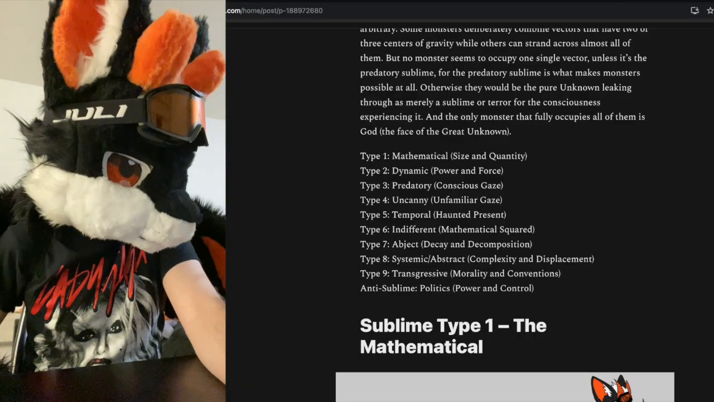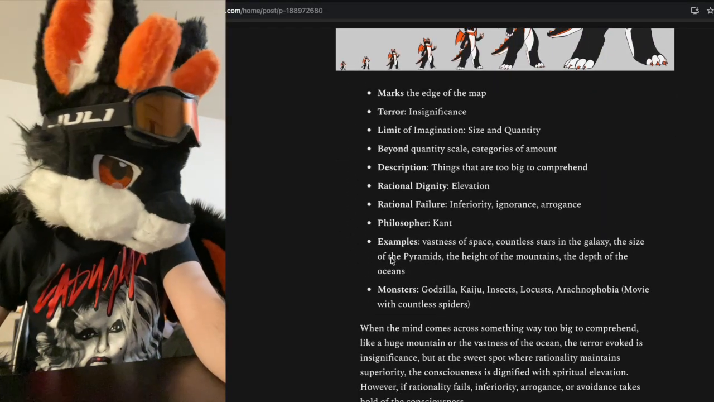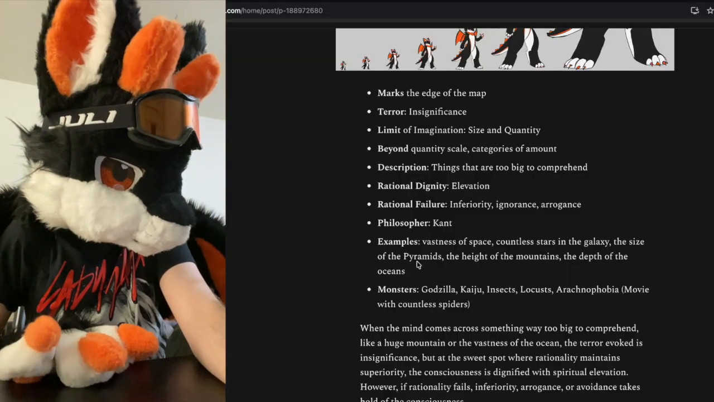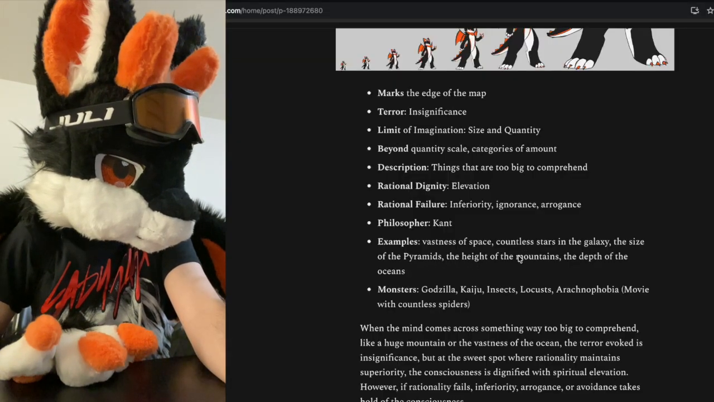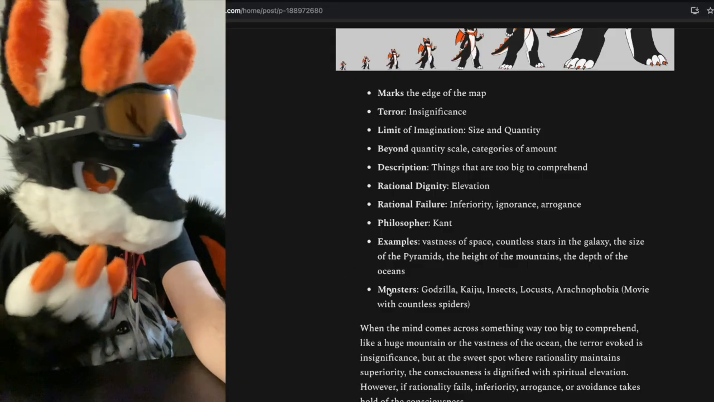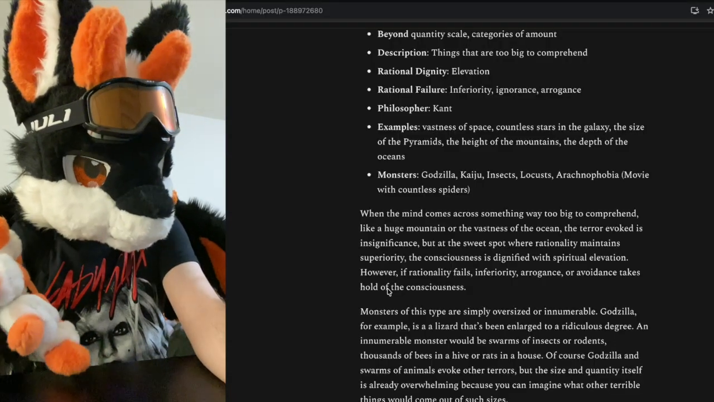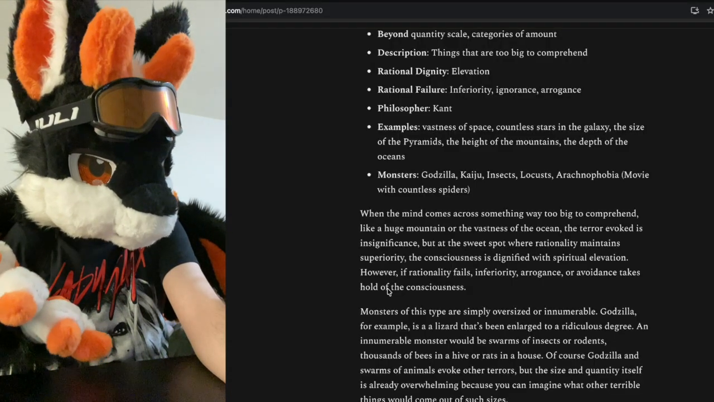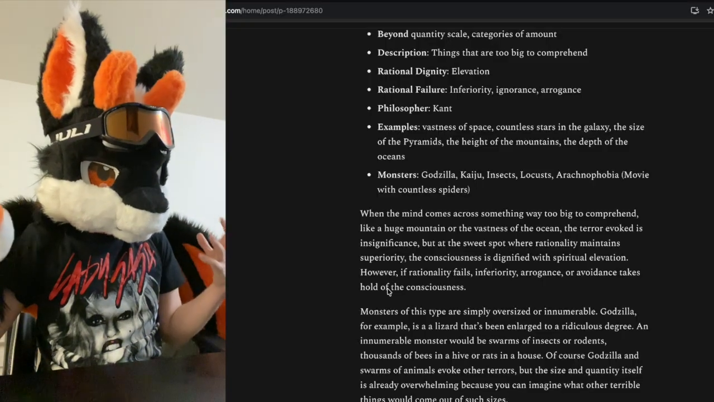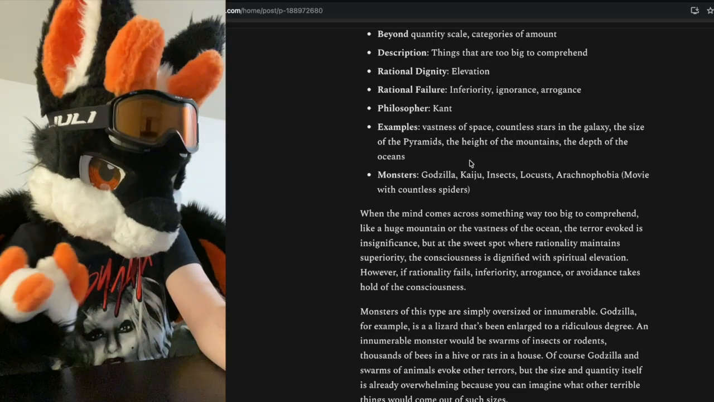So, anyway, some examples of this are the vastness of space, the countless stars in the galaxy, the size of the pyramids, the height of mountains, and the depths of the oceans. And so, some monsters that represent the size are literally just really big monsters. I mean, one way to make something monstrous is to simply make it gigantic. So Godzilla is a really good example of this, and the other monsters that he fights against.